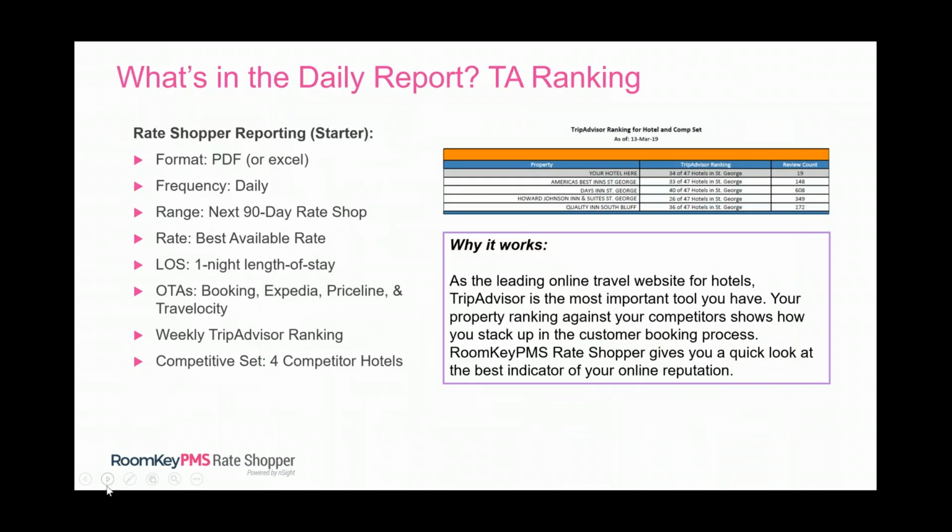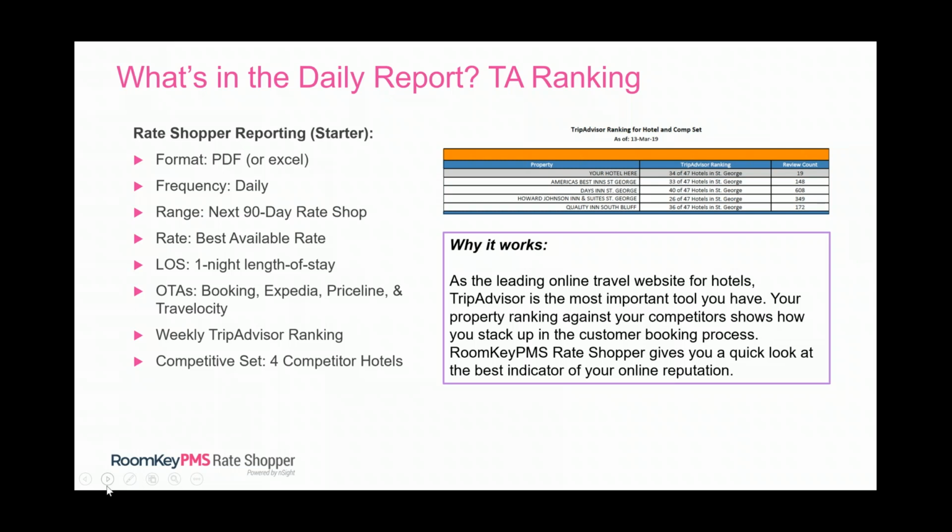So within our starter package, we're going to be offering a daily rate report sent directly to your inbox and anyone's inbox that needs it within your company. It is a rate shopping report that looks at the next 90 days worth of arrival dates. We're going to be pulling 1 night length of stay for you and 4 of your competitor hotels, and we're going to be pulling rates from Booking, Expedia, Priceline, and Travelocity. The rates that are going to be displayed are what we call the first available rates.